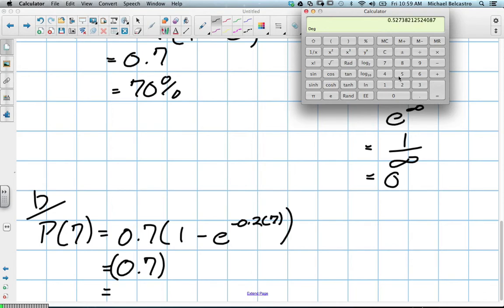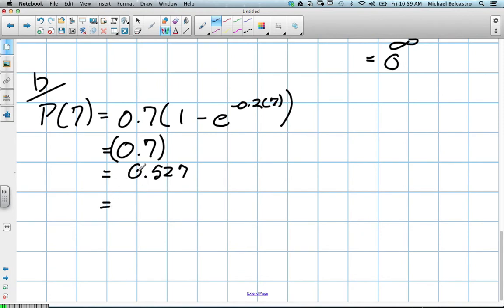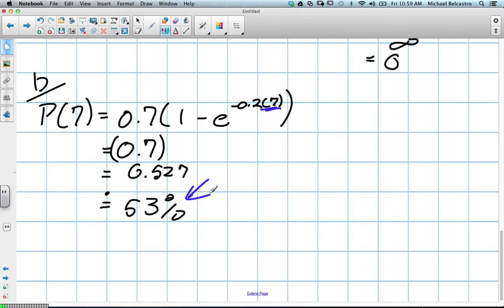What'd you get? Yes, that looks good. We got 0.52 something, maybe like 7. So approximately, if we're to put this as a percentage, this would round up. We're looking at approximately 53% of the population. So if you ran this advertisement for 7 days, we would reach roughly 53% of the population. Great. C.